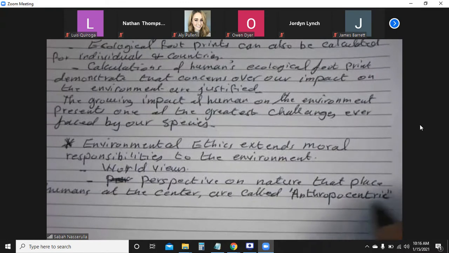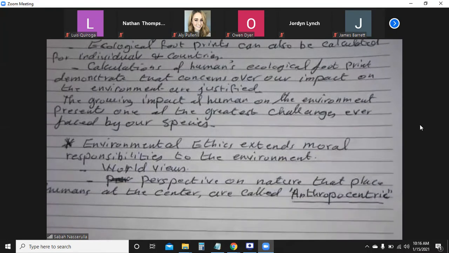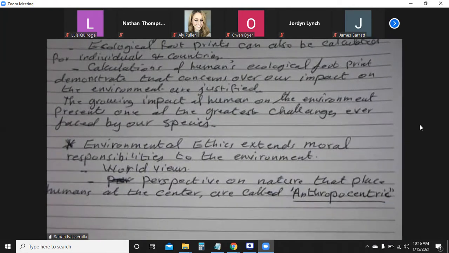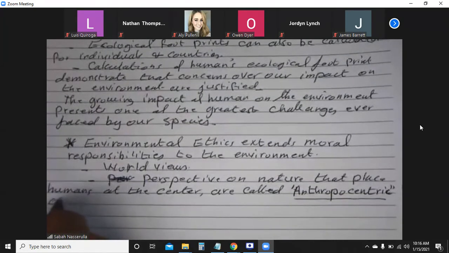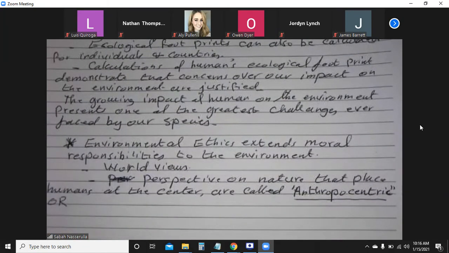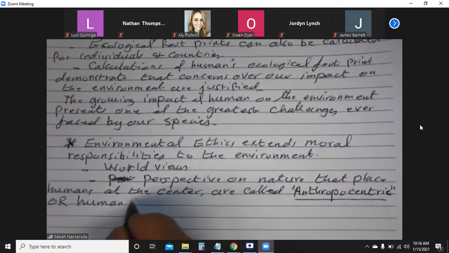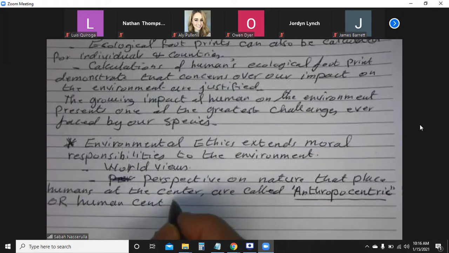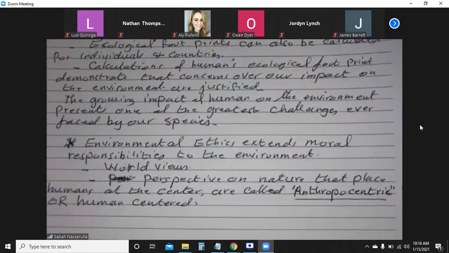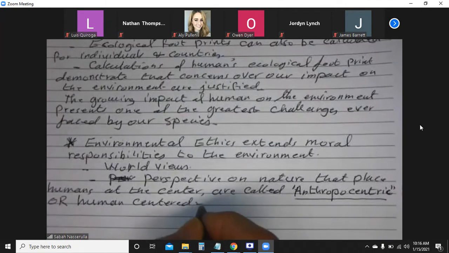You follow this? This is known as the anthropocentric point of view, which means they put the human in the center, which is to them the most important thing. In other words, it means human centered. And that's why sometimes you find people have different kinds of perspectives and look at the environment differently. Now, to talk about what this point of view is.